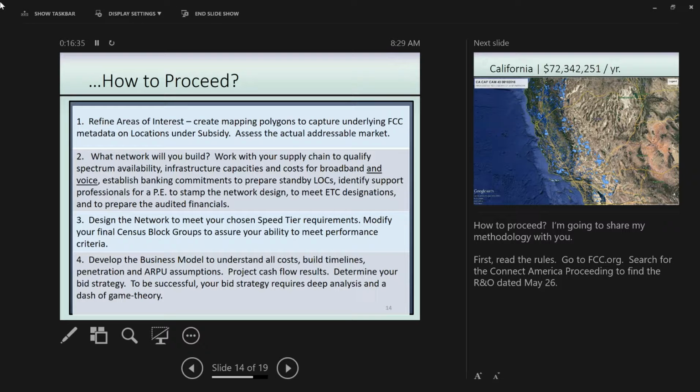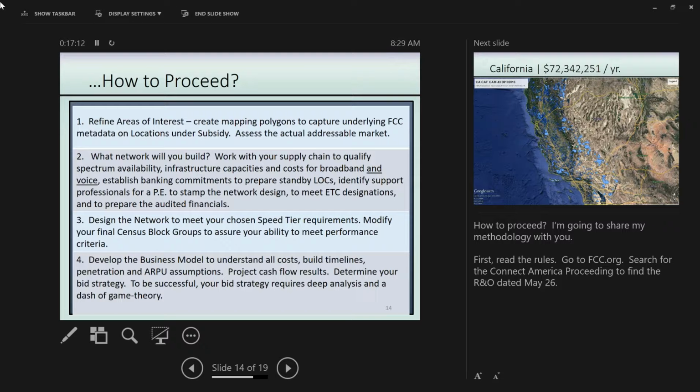Then, if you believe you want to pursue the opportunity, refine your areas of interest, create mapping polygons to capture the underlying metadata, and assess what your actual addressable market might be for that area. Determine what network you're going to build around the tiers. Work with your supply chain to qualify spectrum availability. Infrastructure capacities and costs for broadband and voice need to be determined, and you need to start to establish the banking commitment to prepare the standby letters of credit.